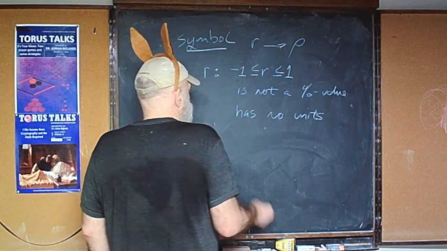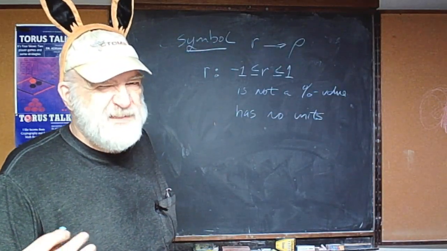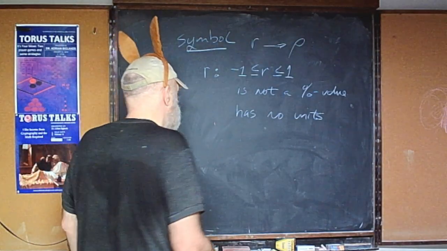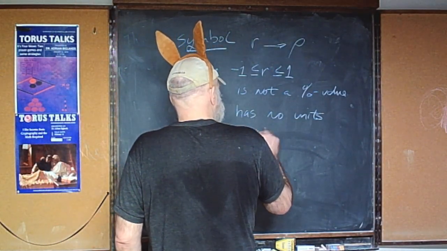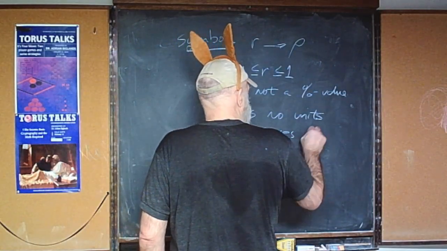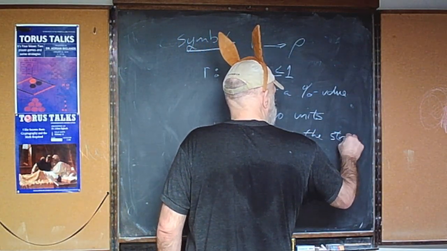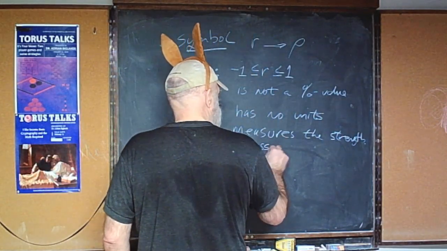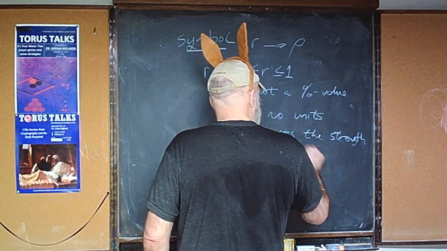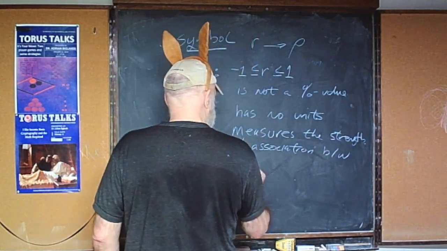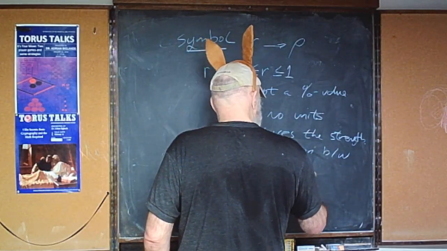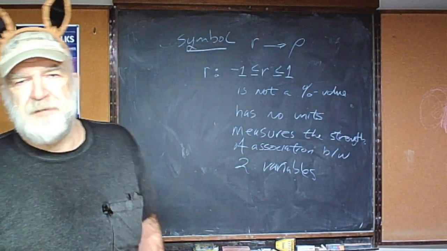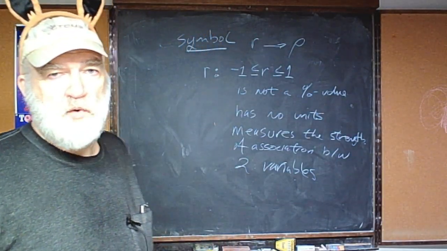Well, this is the definition. There's going to be a lot of definition questions on the exam. So here's your first definition of many today. R measures the strength of association between two variables. So that's what it does. It measures the strength of the association. More to come when I make the number line.